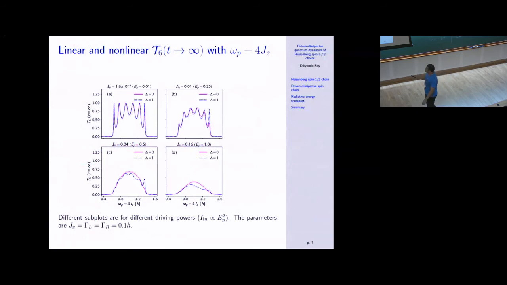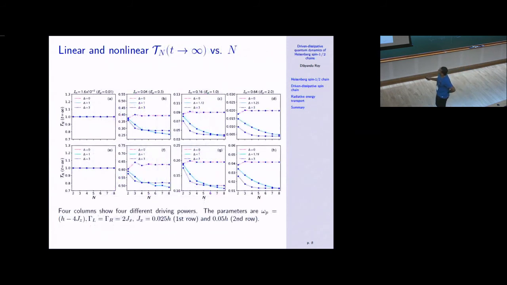Now let me show you how I conclude all these things from a few figures. I just show you the transmission coefficient scaling with n, and this is what I am showing for different driving power. So this is the linear regime when the driving power is small, and these are the nonlinear regime when the driving power is high. And in the linear regime, irrespective of the delta value, I always see ballistic transport because tau n is independent of n.